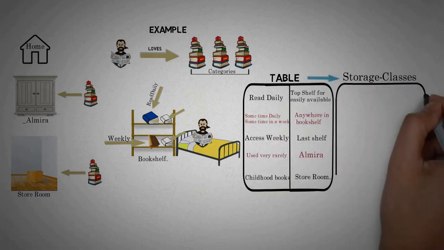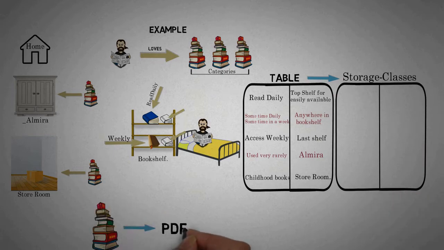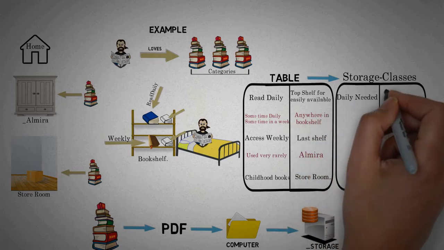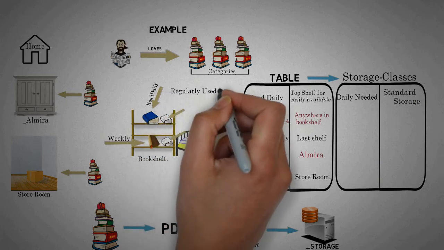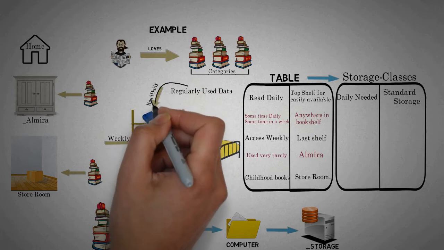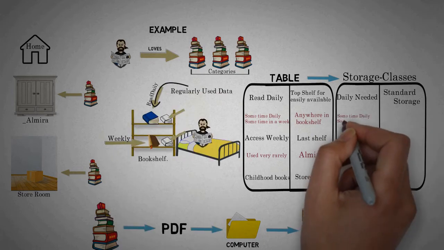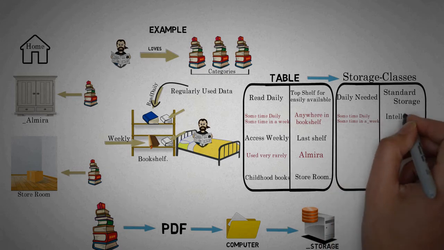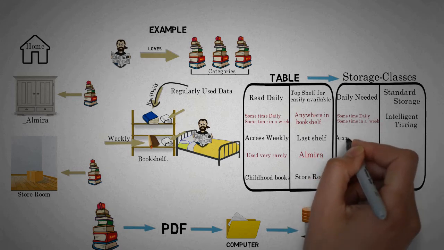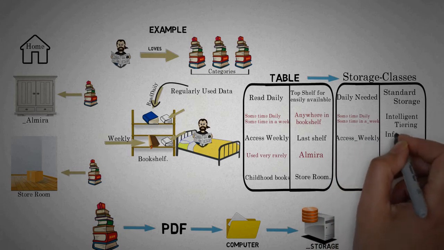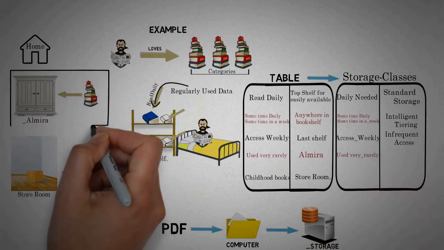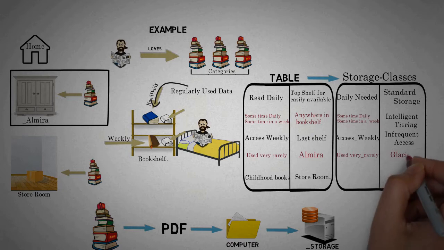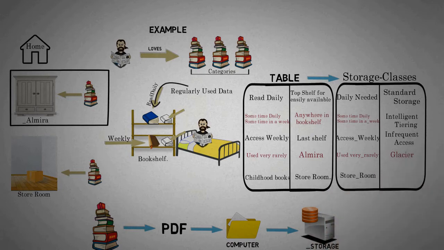Now suppose that books are in PDF format on your computer and you want to keep them in S3 storage. Daily needed data should be kept in standard storage. That means standard storage classes provide features for regularly used data. Just like your syllabus books, if some data you access sometimes daily and sometimes weekly, you should keep that in S3 Intelligent Tiering. Similarly, data which we need in a week can be kept in Standard Infrequent Access, and very rarely used data, the books which we kept in the almirah, should be kept in S3 Glacier, and data from the storeroom should be kept in S3 Glacier Deep Archive.